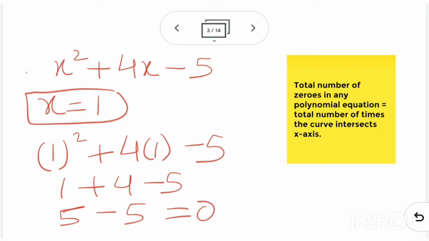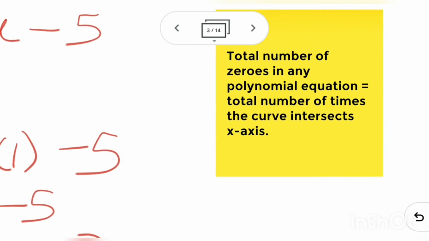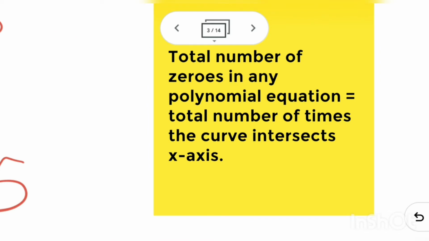And the total number of zeros in any polynomial equation we can find by counting the number of times its graph or its curve intersects the x-axis. We can represent any polynomial on the graph also. So the number of times the curve intersects the x-axis is called the total number of zeros in any polynomial. Now let's see some questions where we can find the number of zeros by looking at the curves.